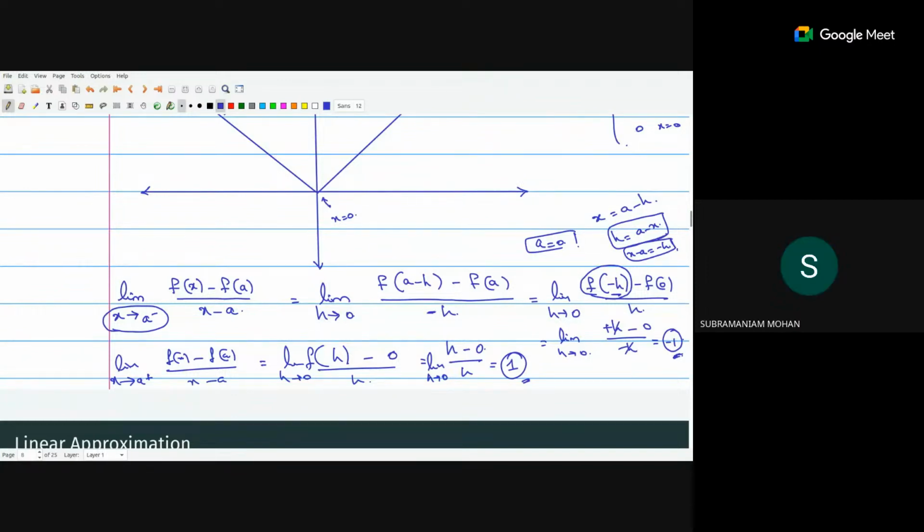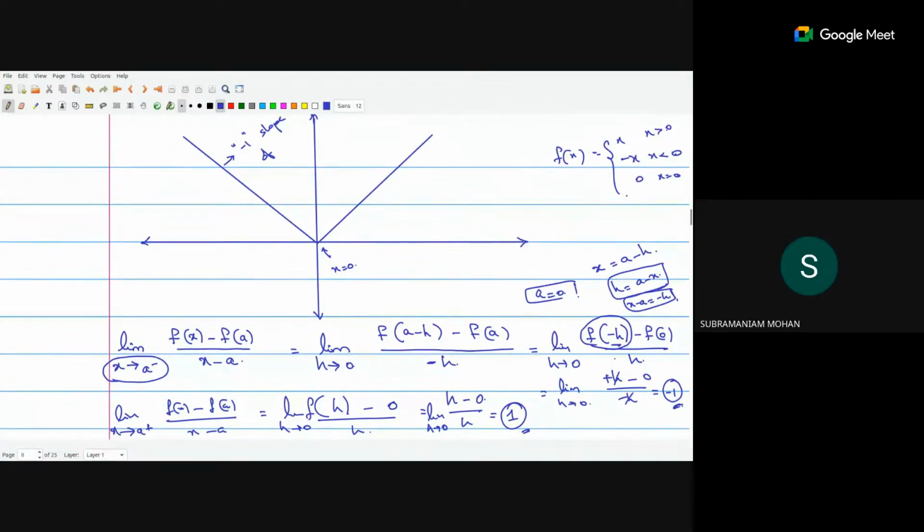But the graph is representing a mod function, while your expression is not showing any mod anywhere. See, it will become minus of minus h, and it will become plus h. In the next line we are writing x as a plus h. Now h will become directly x minus a. So the denominator will become h in this particular case. But the denominator in the previous case will become minus h.